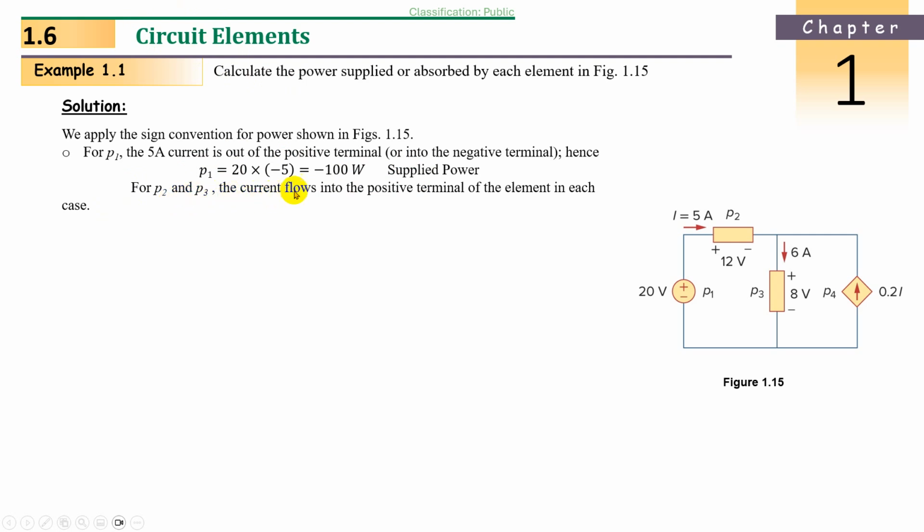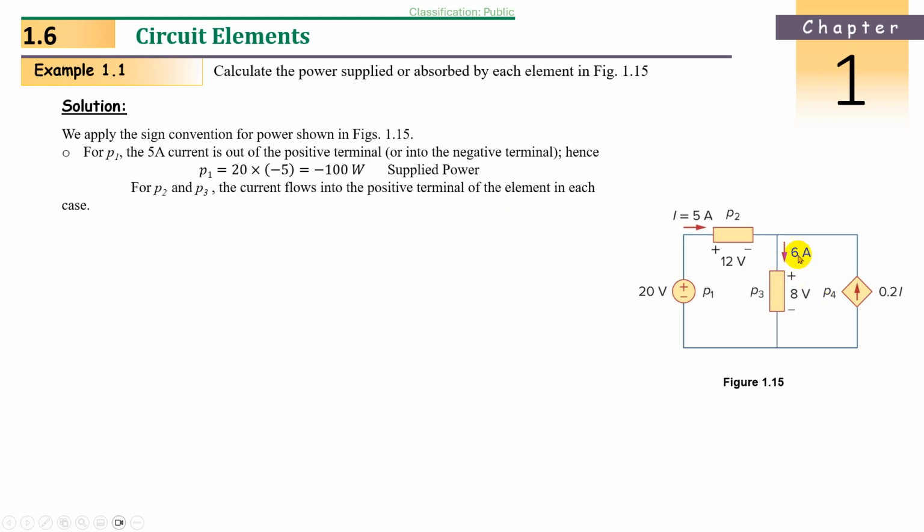Okay, for P2 and P3, current flows into the positive terminal of the elements. What is P2? This is P2 and this is P3. Current is entering. See, current I is entering. How much? 5 amperes entering the positive terminal. In P3, current 6 amperes is entering the positive terminal. So these are absorbing power. So our equation will be P2 equal to how much? V, 12, multiplied by I, 5, plus 5, because it is entering. So 12 into 5, how much? 60. Right? Now P3 will be 8 voltage multiplied by current 6. Is it positive or negative? Positive, because current is entering.